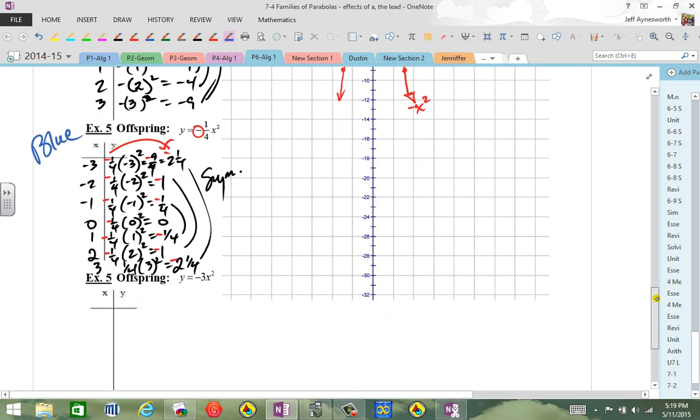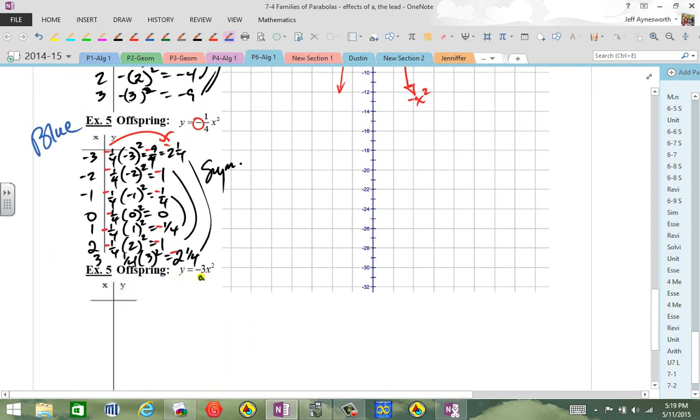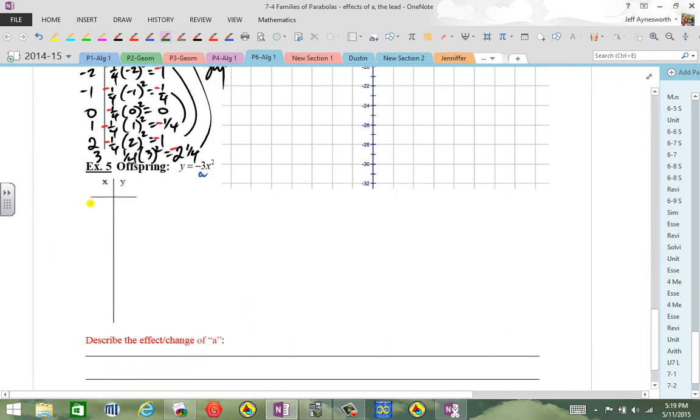All right. What happens when a is negative 3? So let's figure that out. Let's put this one in green, just for funsies right now. So here we go. Negative 3 times negative 3 squared. 9 times negative 3 is negative 27. Negative 2. So negative 2 times negative 2 squared. You square negative 2 to get 4 times negative 3 is negative 12. Negative 1. Negative 3 times negative 1 squared. That's negative 1 squared is 1 times negative 3 is negative 3. And then 0. Negative 3 times 0 squared. Well, that's 0. That's easy.